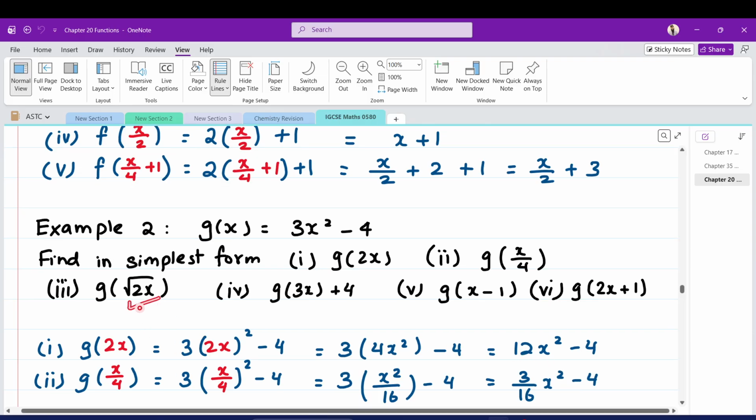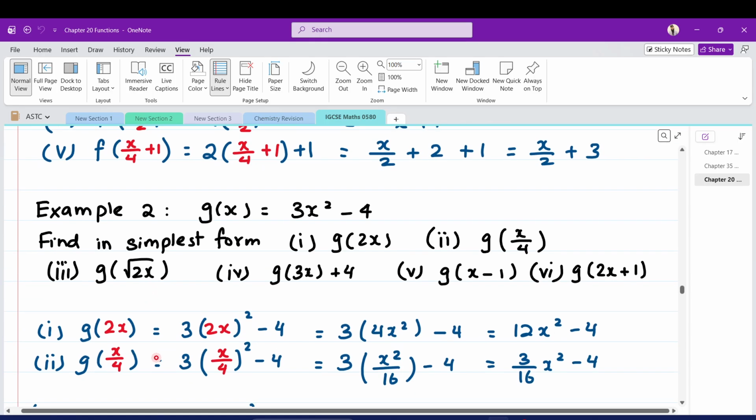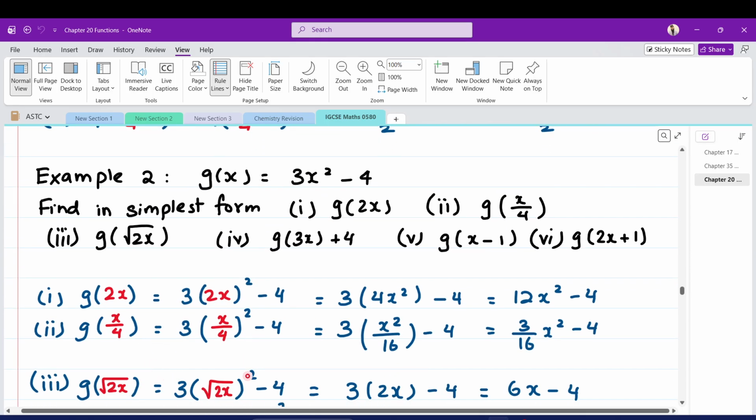Number 3, g of root 2x. So I'm going to plug in root 2x over here. So this root and this square, they cancel each other. So we are left with 3 times 2x, that is 6x minus 4.